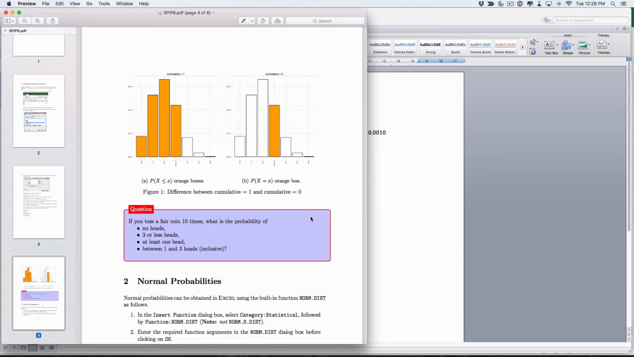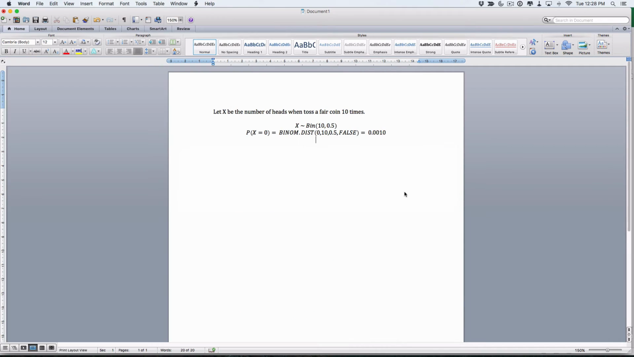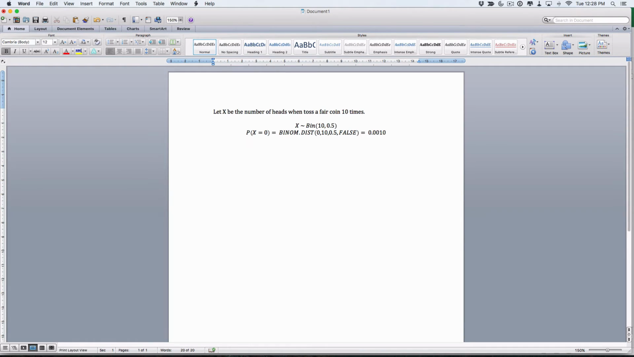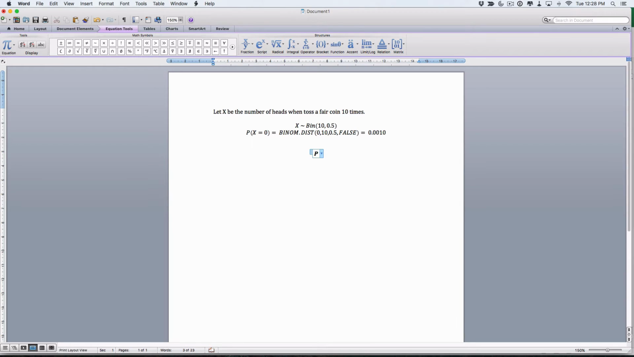3 or less heads. So what's that in the notation? That's the probability that X is less than or equal. I'll just highlight that and get rid of the bold.